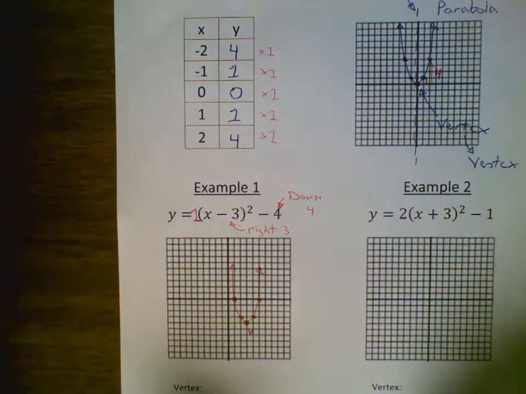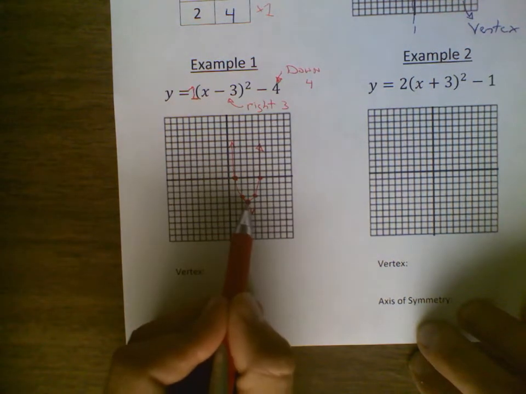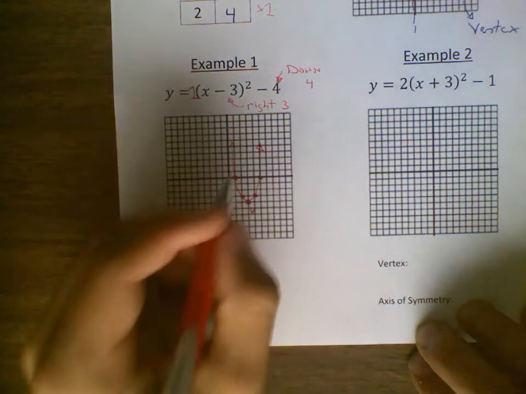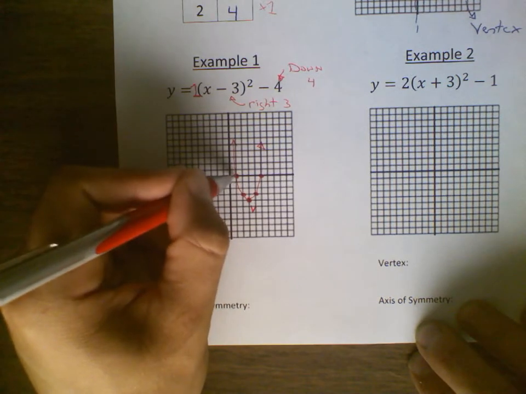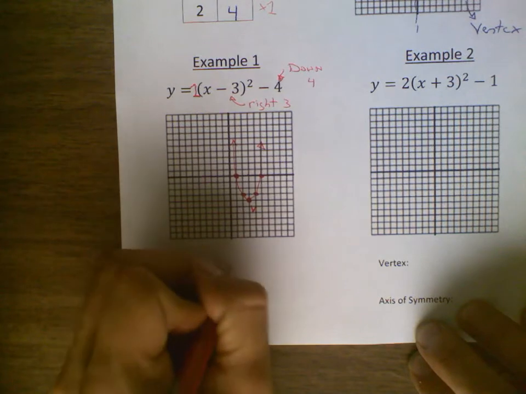Now, to fill in these two pieces of information, the vertex and the axis of symmetry, once again, the vertex is just the point here at the base of the parabola that's kind of in the middle of the two lines. So if we look, that vertex is at 3 on the x-axis and -4 on the y, so that is the point (3, -4).